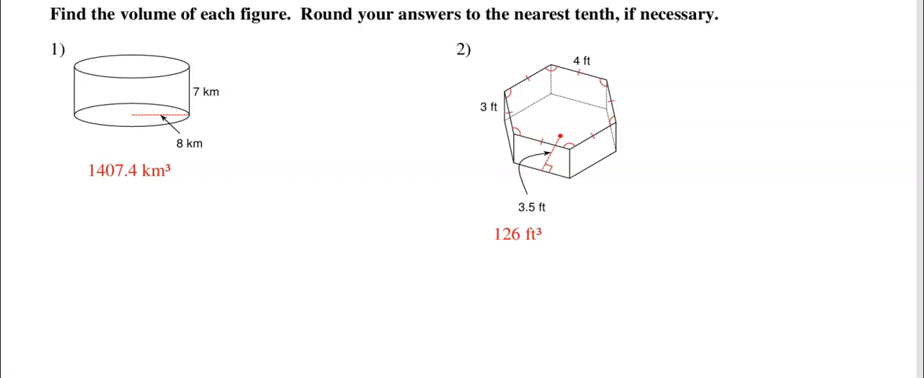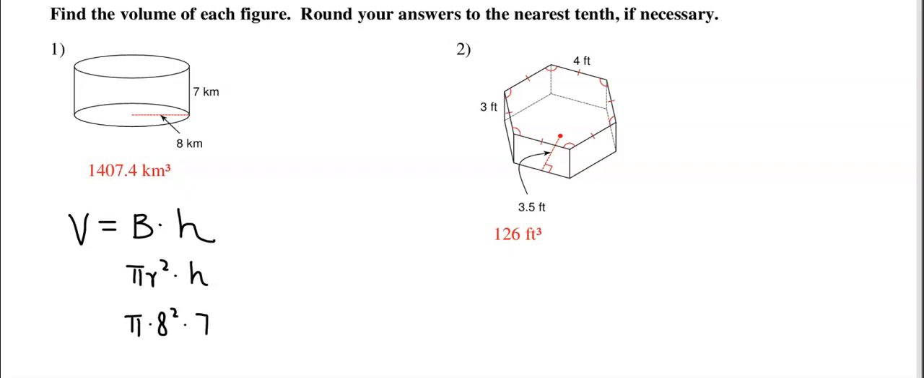The first one is find the volume of each figure. The first figure is good. Did you see it's a cylinder? All right, the volume is base times height. Since the base is a circle, it's pi r squared times height. Now all we need to do is plug in pi, r the radius, and height is 7.